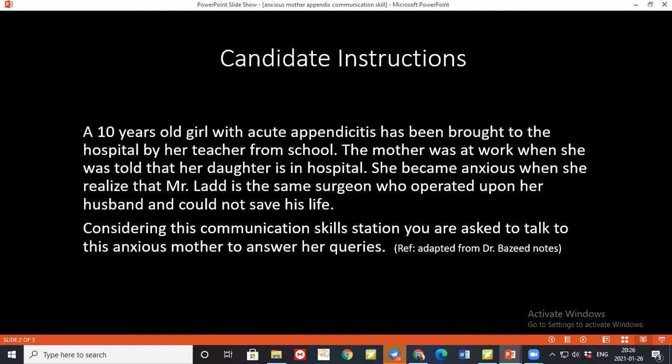Yes, doctor. You said that she also needs surgery. So, what about the wound, doctor? Will she get a scar, or will it disfigure my daughter's body? She is still young.